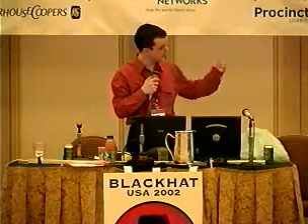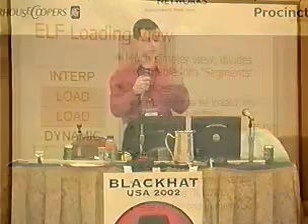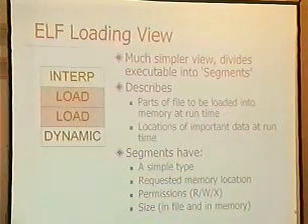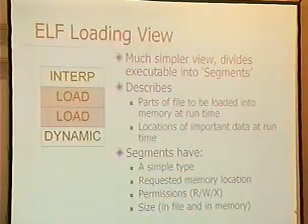So each segment has a simple type. If you look on the left there, you'll see some simple types: interp, load, and dynamic. They have a requested memory location at runtime, and they have permissions, read, write, or execute, when they're mapped into memory, and they have a size, which can specify two different sizes. One is their size in the file, and one is the size in memory, where the system will pad it in memory, and we'll discuss that more shortly.